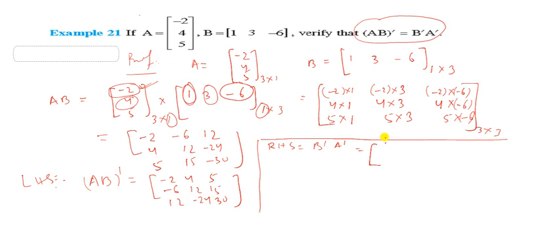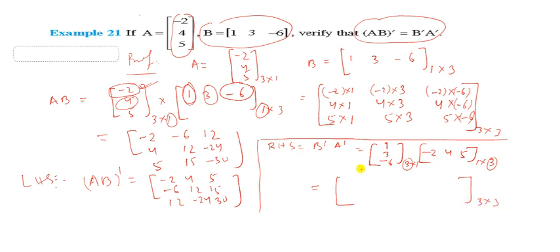B dash will be, look at B, it is 1 3 minus 6. So B dash will be 1 3 minus 6 but in a column. And A dash, look at A is minus 2 4 and 5, so A dash will be minus 2 4 5 but in a row. So this is 3 cross 1, again this is 1 cross 3. Again the resulting element will be 3 cross 3.